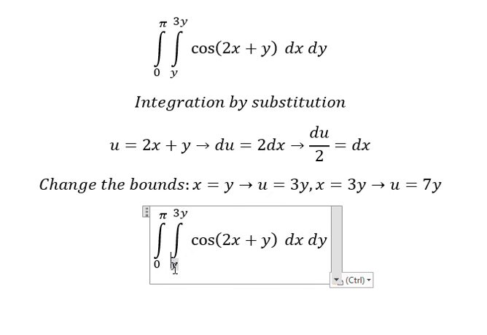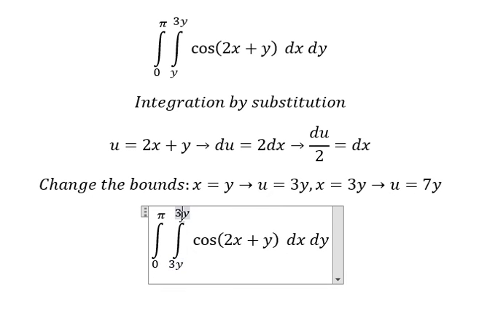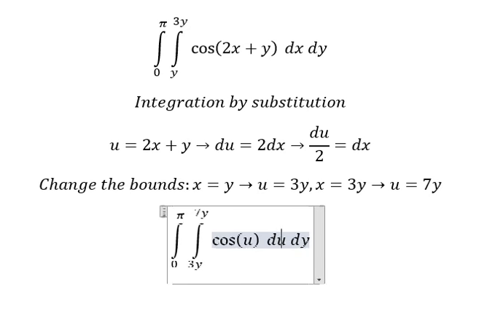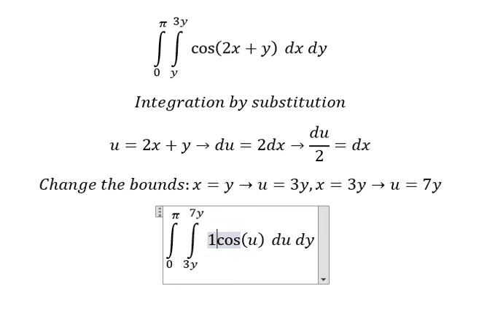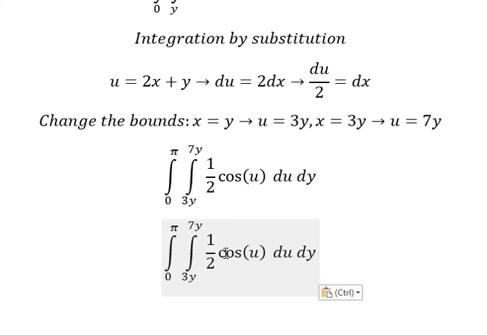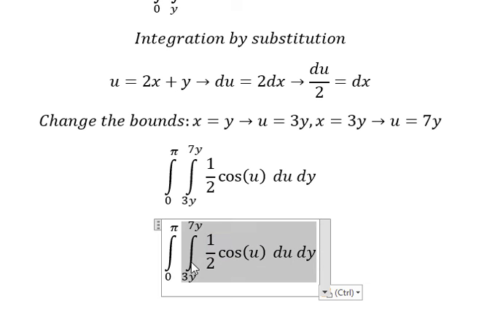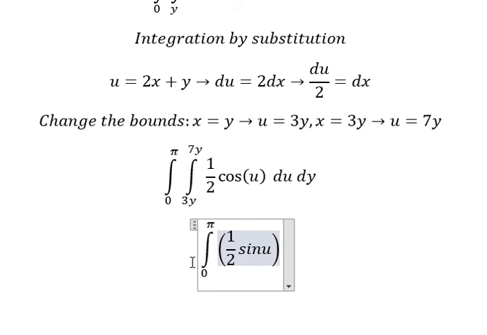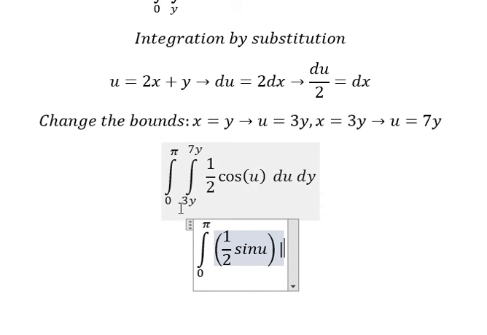This one that is about 3y, this one that is about 7y. This one we change for u. The s we change for this one. So the integration of cosine u, that is sine u. And we put the bounds from 3y to 7y.